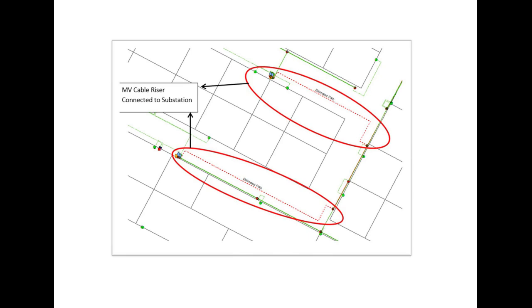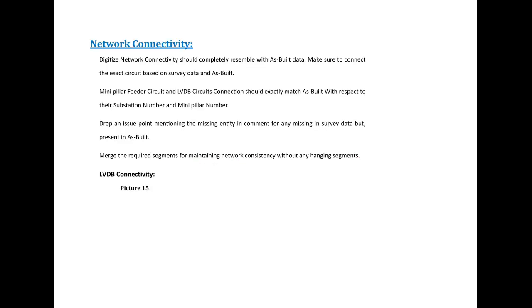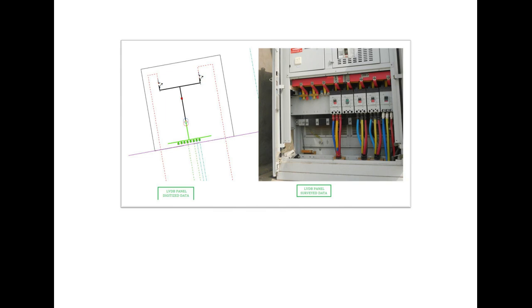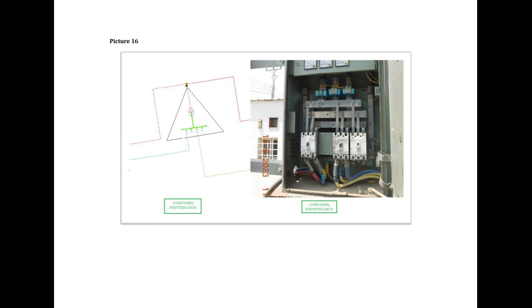Picture 14. Network connectivity. Digitized network connectivity should completely resemble the as-built data. Make sure to connect the exact circuit based on survey data and as-built. Mini pillar feeder circuit and LVDB circuit connections should exactly match the as-built with respect to their substation number and mini pillar number. Drop an issue point mentioning the missing entity in the comment for anything missing in survey data but present in as-built. Merge the required segments for maintaining network consistency without any hanging segments.